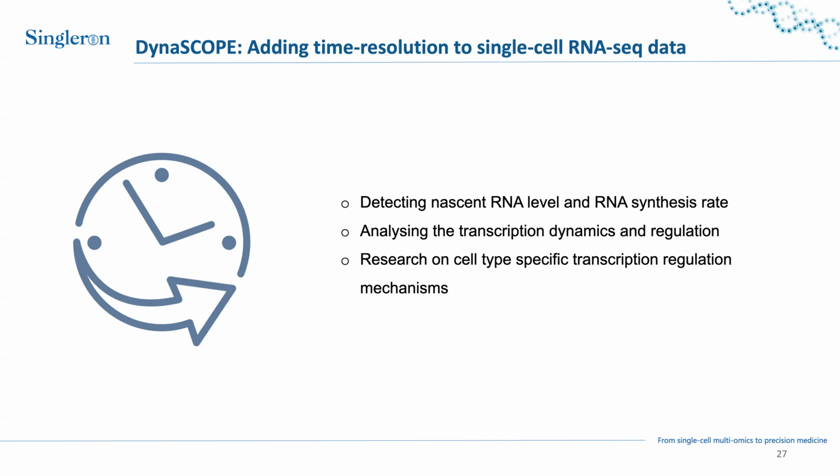Normally when you want to analyze this, people would use multiple samplings. But with the DynaSCOPE, you can really distinguish between old and new RNA. You can analyze transcription dynamics and regulation, and use it to research cell type specific transcription regulation mechanisms.